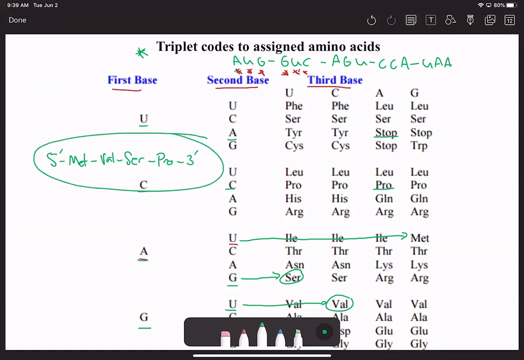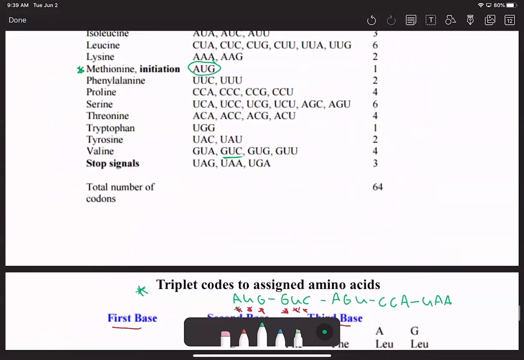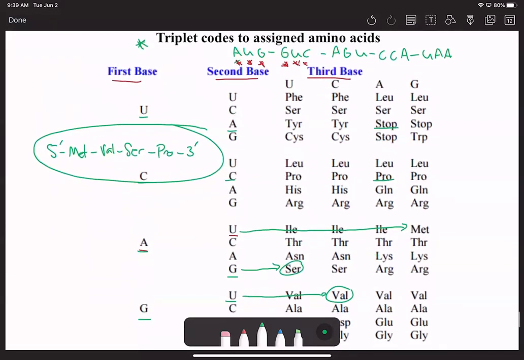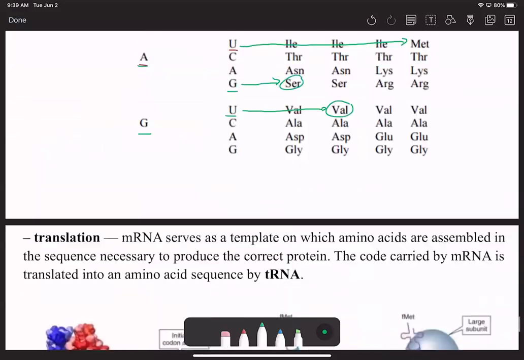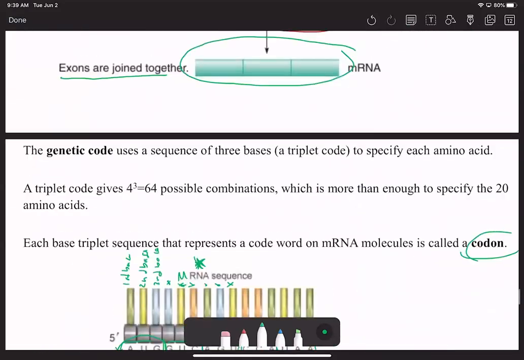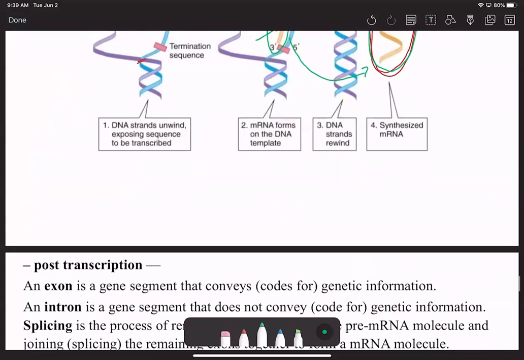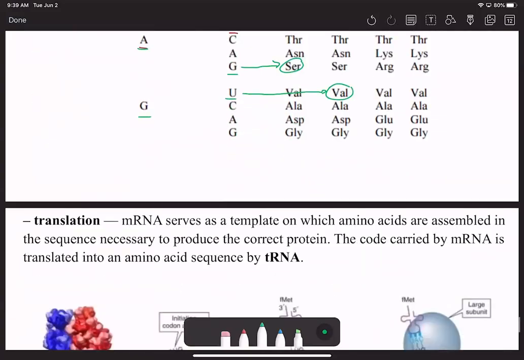I suggest I'll give you this on the exam. Here we can figure out what primary structure we have for the protein that we're building by using this. So that's what we consider post-transcription. That's what we consider translation.